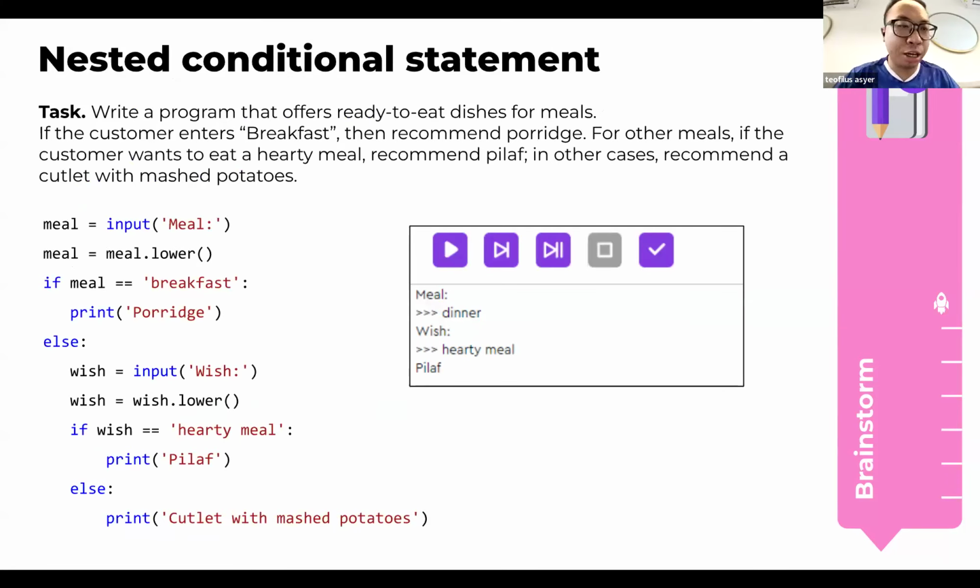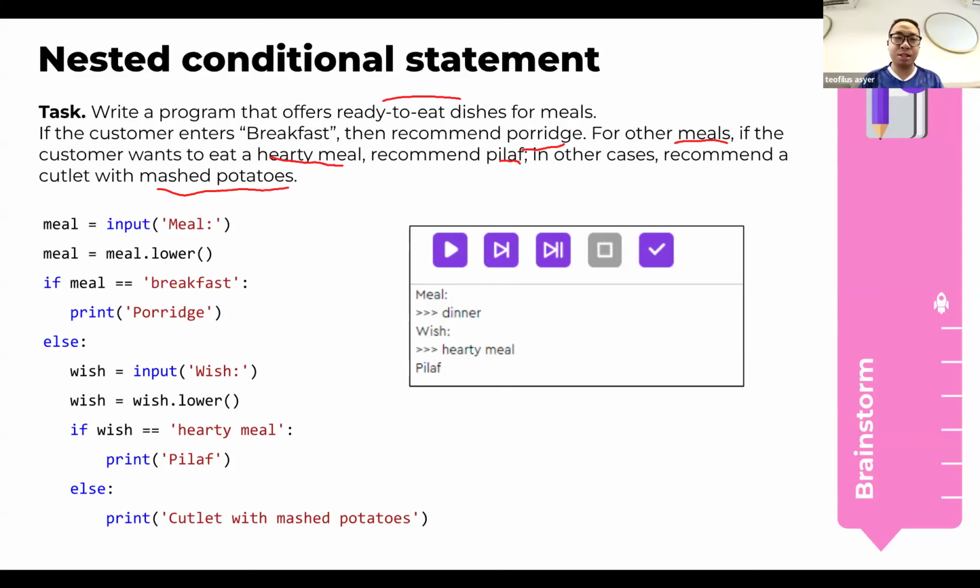Contoh, kita lihat kasus berikutnya ya. Write a program that offers ready-to-eat dishes for meals. This is the first if. The first condition: if the customer enters breakfast, then recommend porridge. For other meals, if the customer wants to eat a hearty meal, recommend pilaf. In other cases, recommend mashed potatoes. You get it? Yeah, I get it.